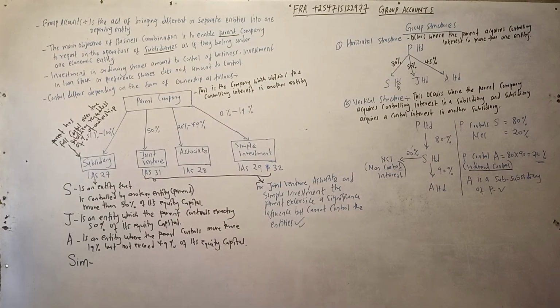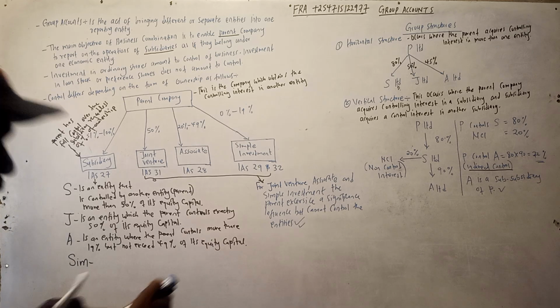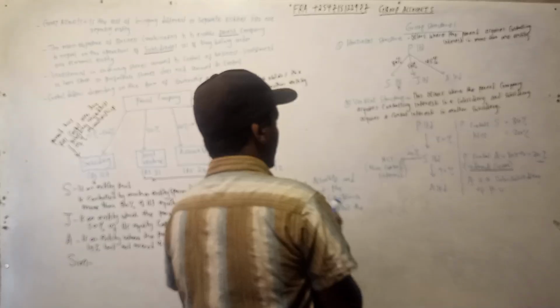That one is fine. Then we have the mixed structure. The mixed structure occurs where the parent acquires a controlling interest in a subsidiary, and a subsidiary with the parent acquires a controlling interest in another subsidiary. So this is how it looks like. Mixed structure.